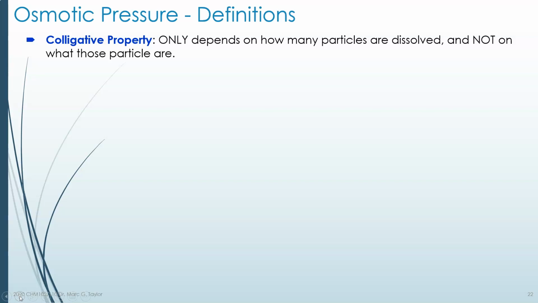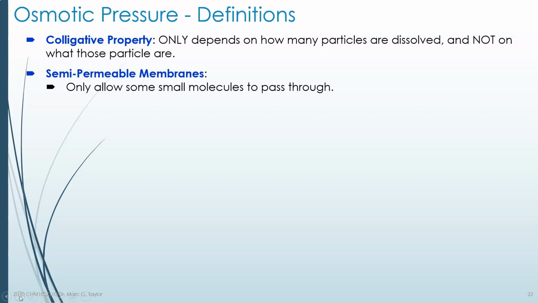Before we talk about osmosis and osmotic pressure, let's talk about a concept called colligative property. A colligative property is a property of a solution that only depends on how many particles are dissolved, in other words, what concentration of the solute you have. It is not dependent on what those particles are. In other words, 1 molar of compound A in solution will behave the same way as 1 molar of compound B in solution for the colligative property in question.